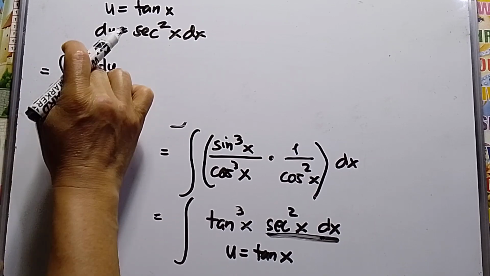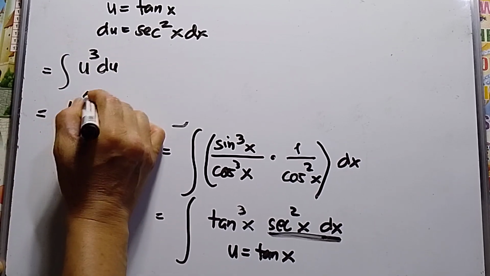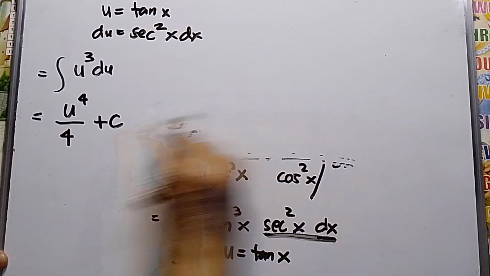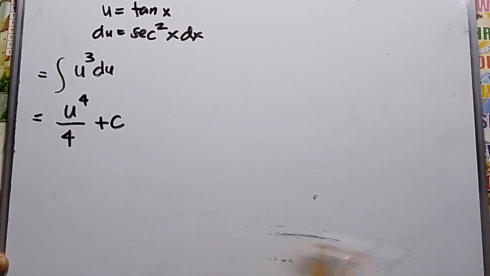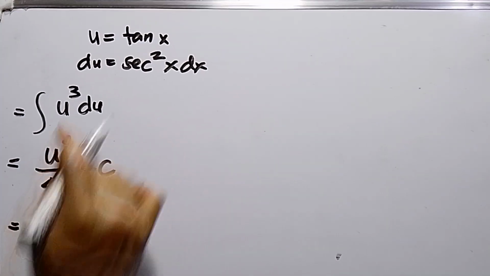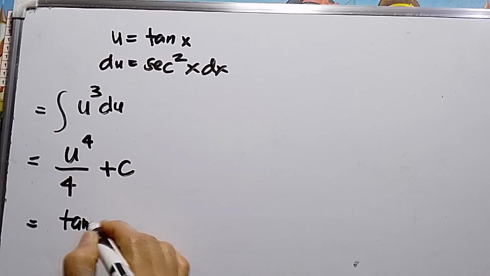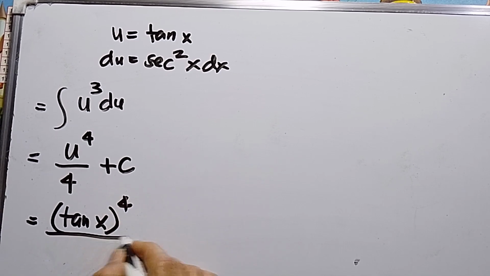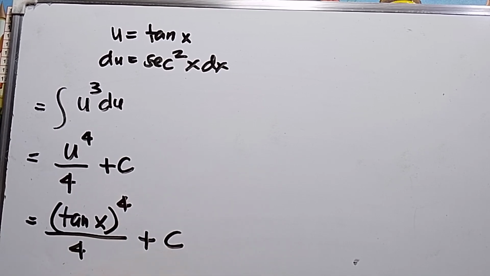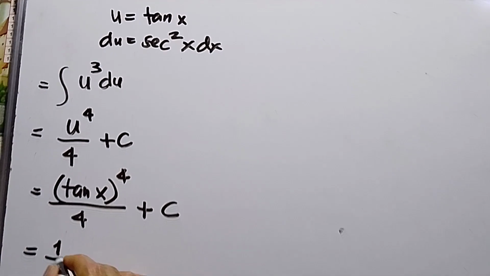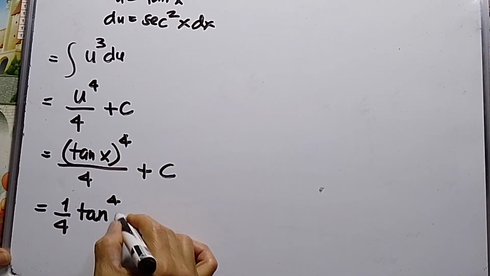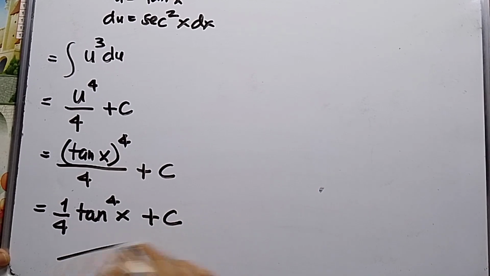So the integral of u cubed will be u to the 4th over 4, plus c. Since u is tangent x, this will be tangent x raised to the power of 4 over 4 plus c. So my final answer will be 1 over 4 tangent to the 4th x plus c. That's all.